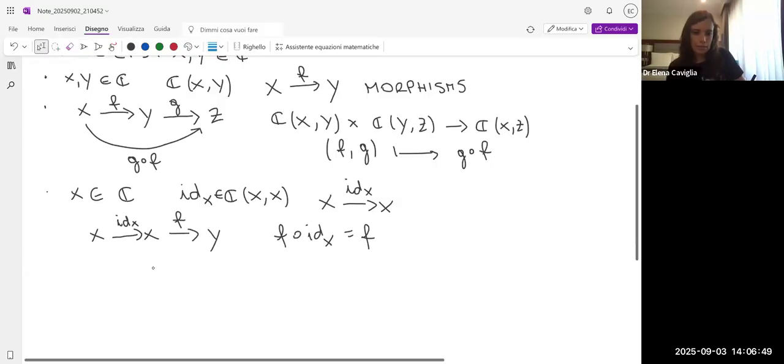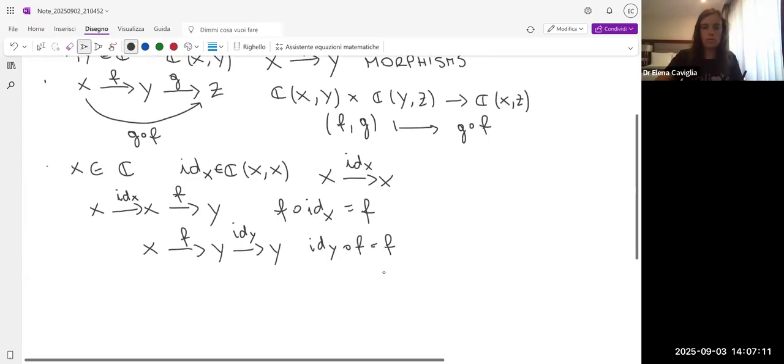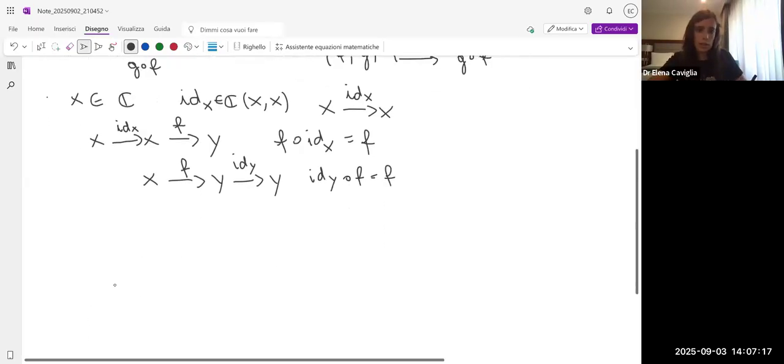But also we can do F, and then after F we do identity of Y, and this is also F. So now we have that identity of Y composed with F gives F. So we have these unit laws from the left and from the right. And then we have that our composition is associative.